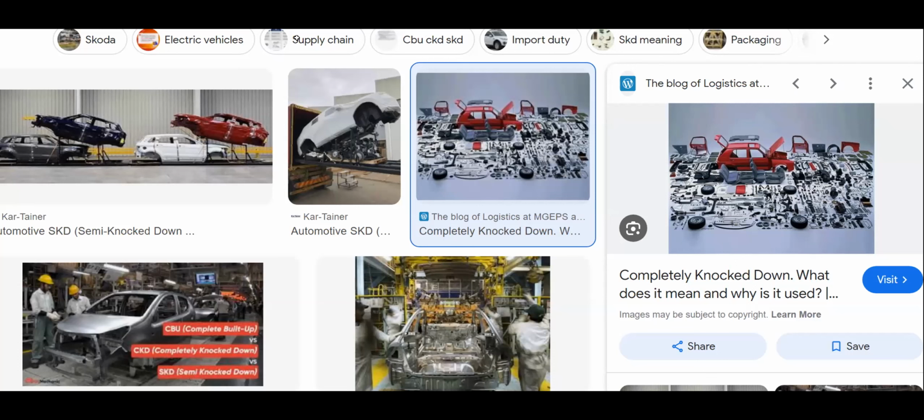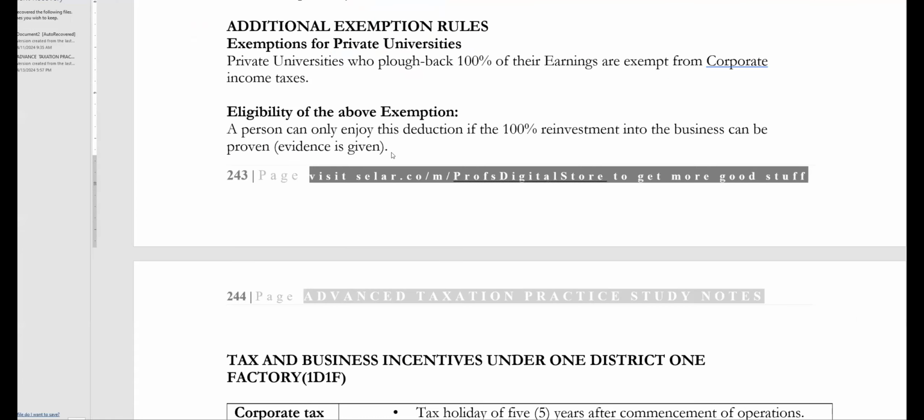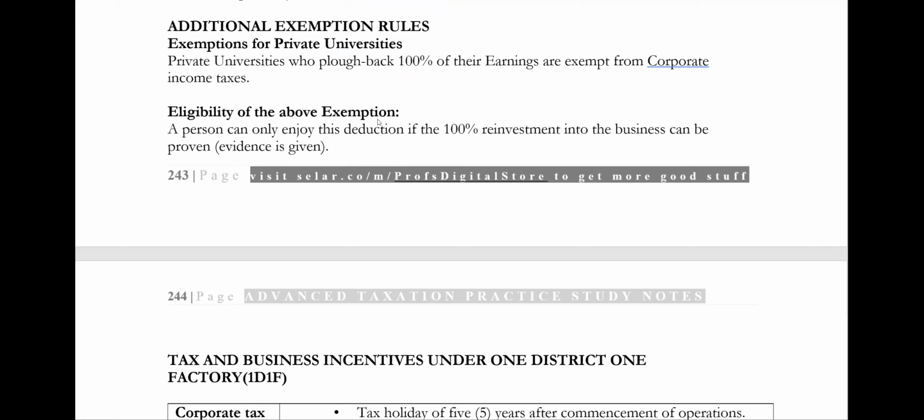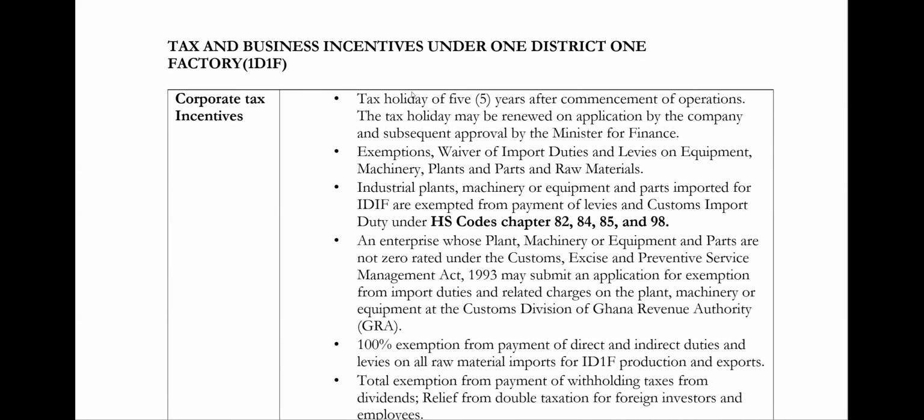Question answered. Okay, so the last one we'll look at here is the exemption for private universities. Private universities who plow back 100% of their earnings are exempt from corporate income tax. So if you're a private university and you plow back 100% of your earnings from business, it's completely exempt from corporate income tax. To enjoy this exemption, you must give evidence to the Commissioner General that we have plowed back the 100% of our earnings into the business. If evidence can be given to the commissioner, then you can enjoy this complete exemption for private universities. Are you okay?